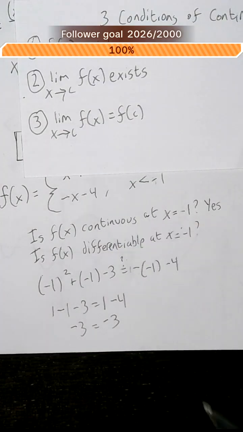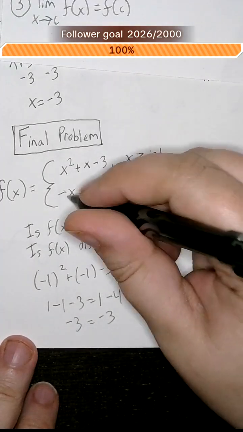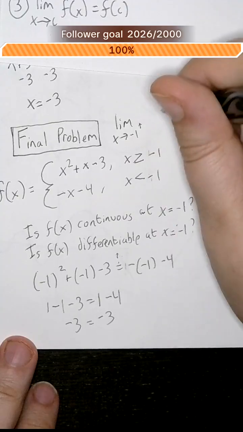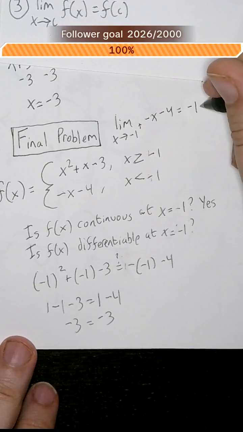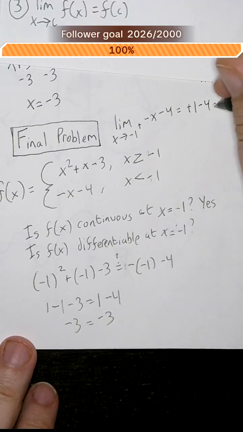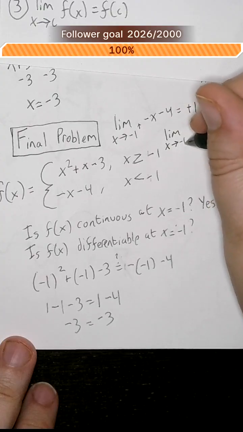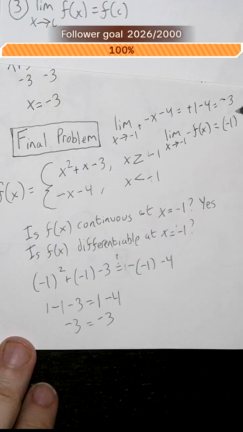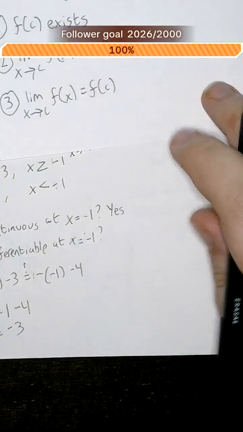So, does the limit as x approaches c of f of x exist? Well, the limit as x approaches negative 1 from the right of f of x would be negative x minus 4, which equals negative of negative 1, so plus 1 minus 4, which is negative 3. And then the limit as x approaches negative 1 from the left of f of x would be negative 1 all squared plus negative 1 minus 3, which we also said was negative 3. So condition 2 is true.